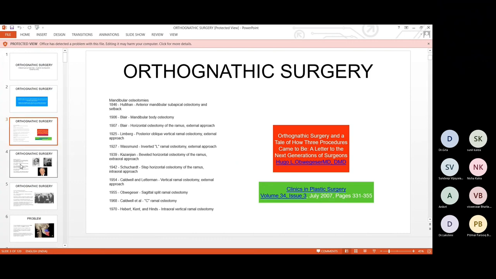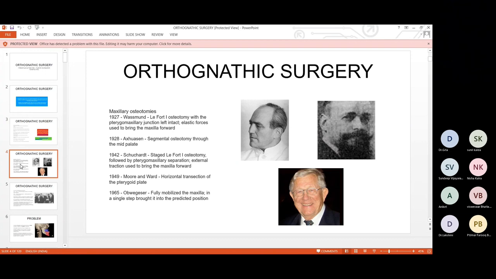There were a couple of osteotomies done early, by Wassmund in 1927, Schuchardt in 1942, and Kazanjian also did it in 1950. So Obwegeser, for the first time in 1965, fully mobilized the maxilla in a single step and brought it into a predictable position.